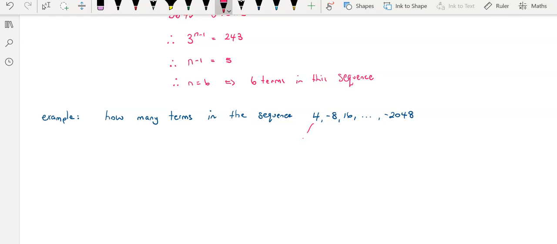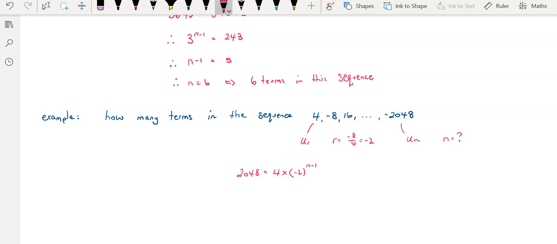So U1 here is 4. R is equal to negative 8 over 4, which is negative 2. And UN is equal to 2048. I need to know what n is. Righto. So 2048, which is my UN, is equal to U1 times R, which is negative 2, bracketed, to the power of n minus 1.